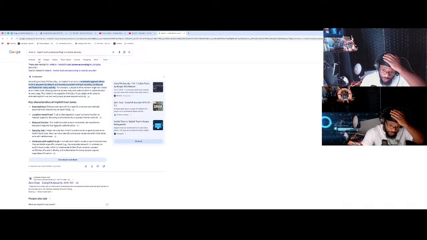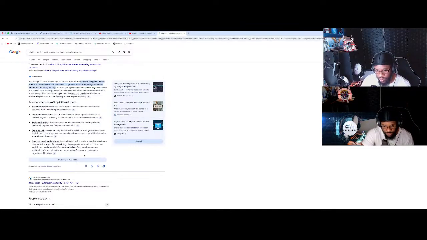Contrast with explicit trust. In a traditional implicit model, a user is trusted once they are inside a specific network. With explicit trust, which is fundamental to zero trust, you require constant verification. So it's a slower process to get to the information, but it's more trustworthy, it's more secure.